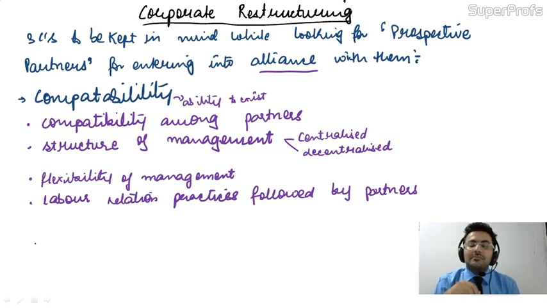So the labor relation practices: let us suppose that I own a factory, and in that I have employed some laborers, but I do not pay any kind of bonus. But now I'm going to enter into a joint venture or an alliance with a company which generally pays bonus at the end of every quarter. So there are some differences when it comes to labor relations. That kind of differences are also considered, how much they are compatible. So labor relations practices followed by partners are also to be considered.